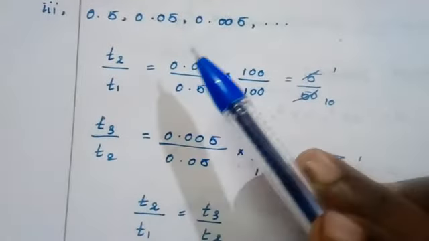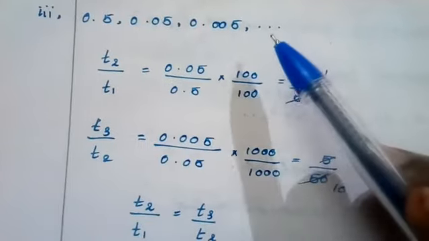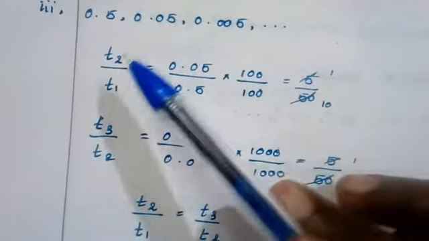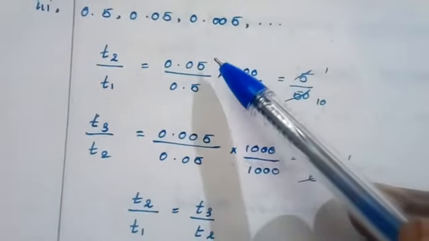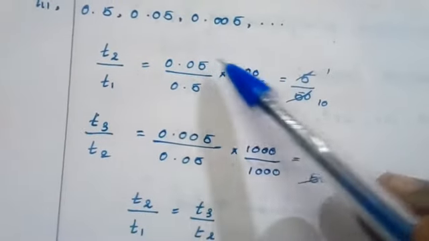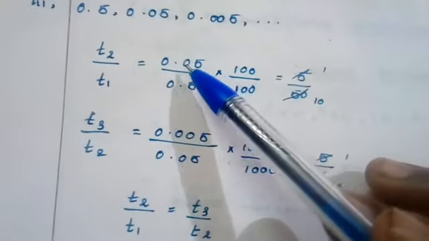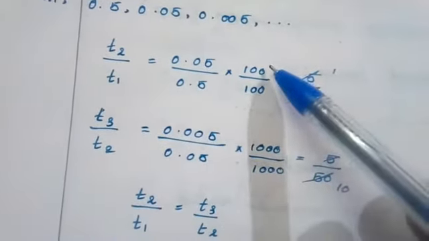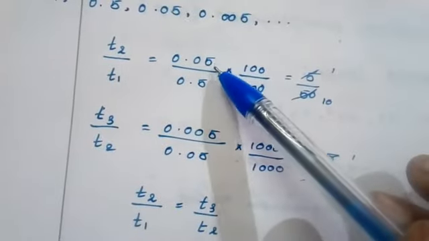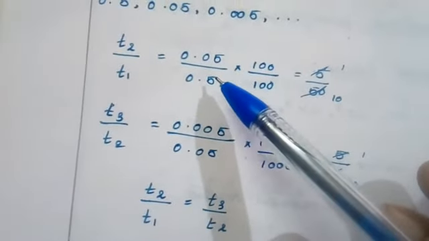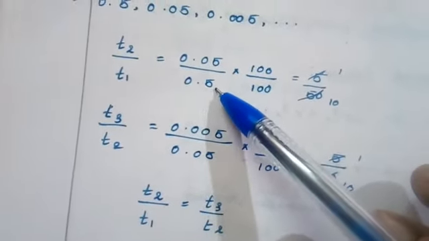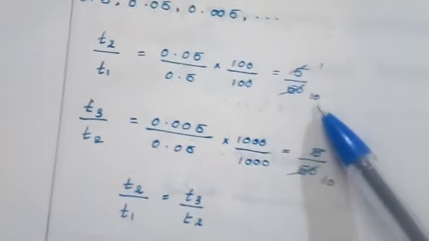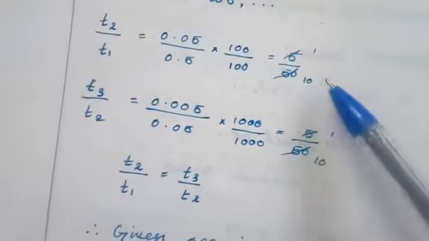Third question: 0.5, 0.05, 0.005, etc. Here T2 by T1 is 0.05 by 0.5. We have to remove the decimal. The maximum decimal places is 2, so multiply by 100 in both numerator and denominator. So this becomes 5 and this becomes 50, that is equal to 1 by 10.